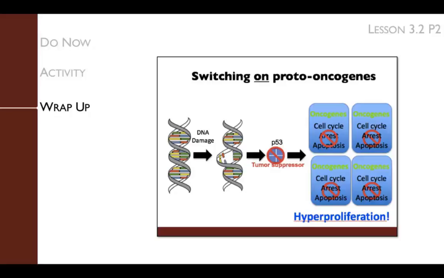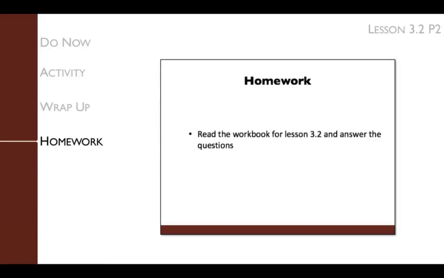Hyperproliferation is the first step towards transformation, but transformation is only complete when the hyperproliferating cell becomes immortal. This requires a mutation in a third type of gene. We will examine this type of mutation in Lesson 3.4. For homework, have students read the workbook for Lesson 3.2 and answer the homework questions.